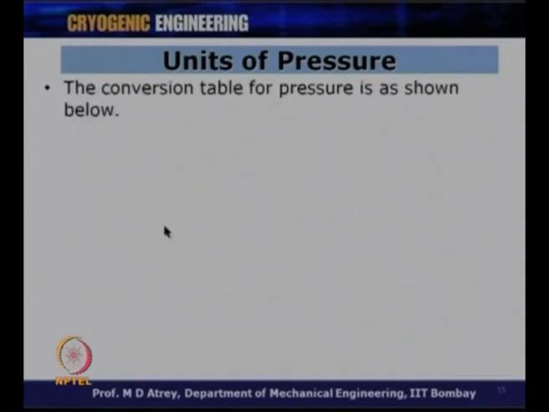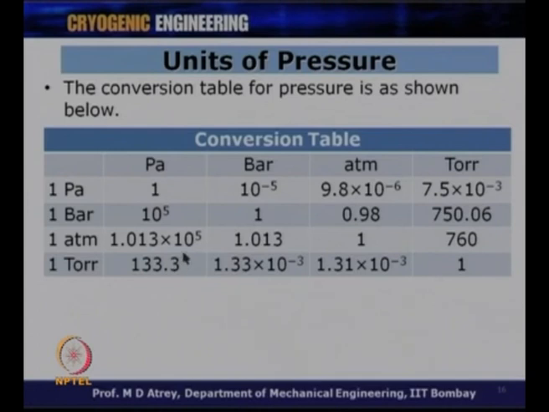There is a conversion table for your reference given over here. Vacuum could be presented sometimes in Pascal, bar, atmosphere, or torr, but normally it will be referred to in torr. Here we have different conversions. 1 Pascal is equal to 10^-5 bar, and 1 Pascal is equal to 7.5 × 10^-3 torr. Similarly, 1 bar is equal to 10^5 Pascals, and 1 bar is equal to 750.06 torr. And 1 torr, which is what vacuum is referred to in, is equal to 133.3 Pascal, or 1.31 × 10^-3 atmosphere.